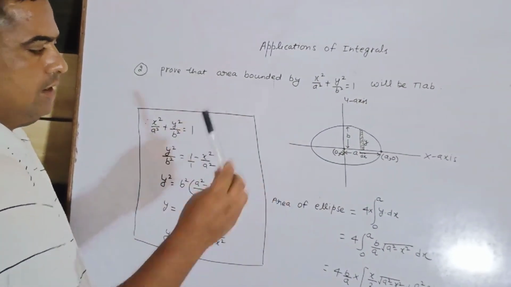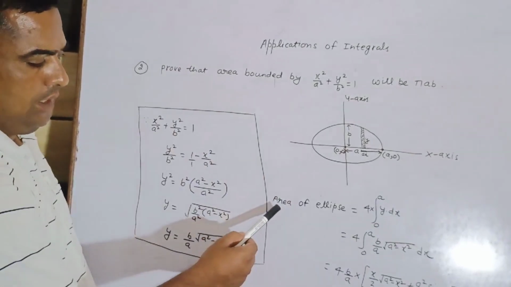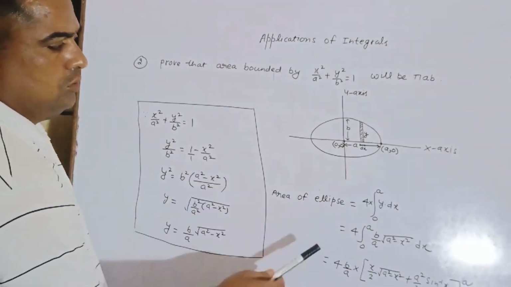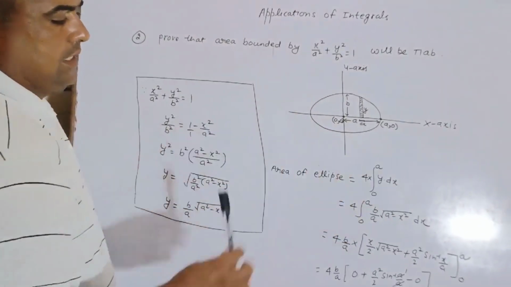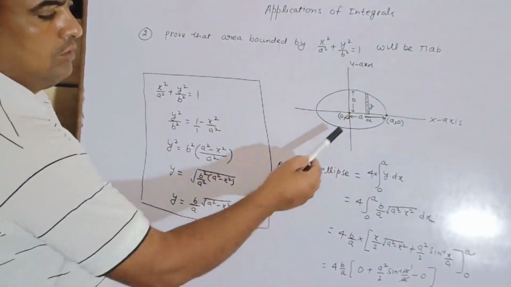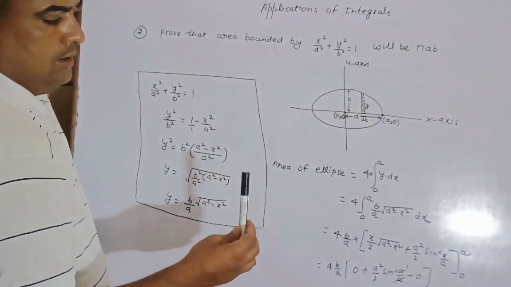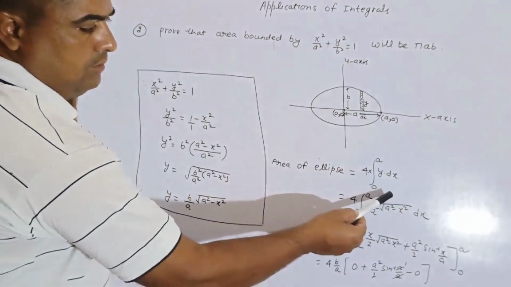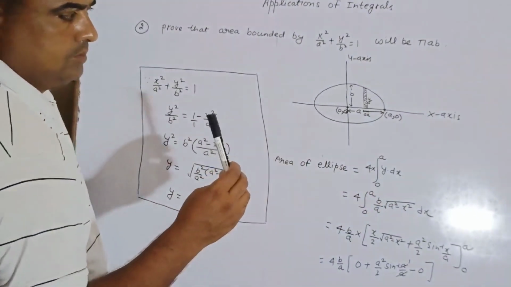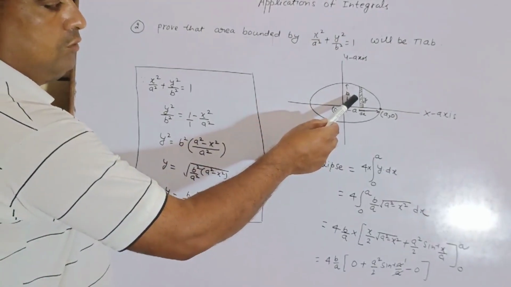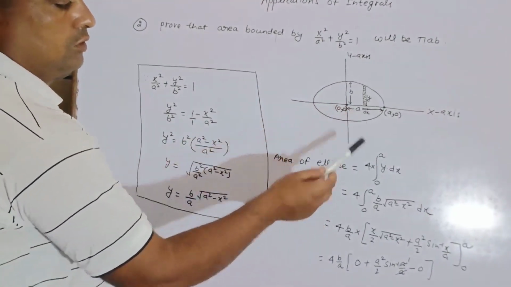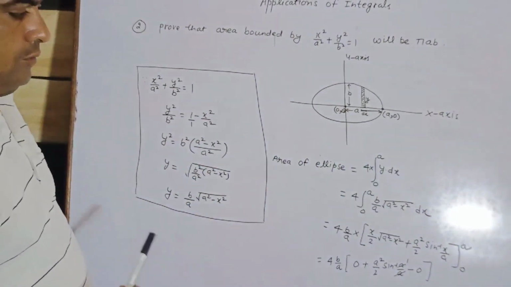We can find area by integral method. So area of ellipse is equal to, we are finding area of this strip. This will be y into dx, and we are doing integration from 0 to a. So this will be the area in first quadrant. We have here 4 quadrants, 1 2 3 4. So we are multiplying by 4.